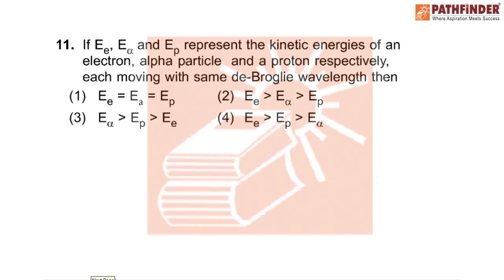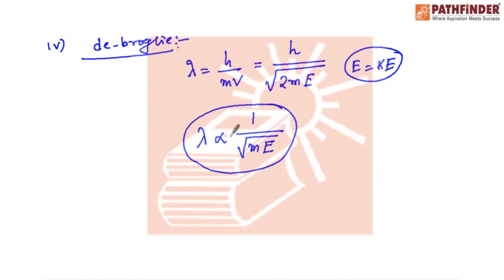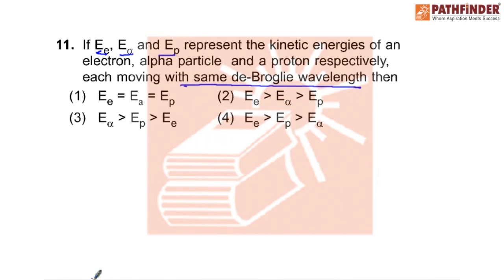So see, what are they asking? E_e, E_alpha, E_p represent the kinetic energy of an electron, an alpha particle and a proton respectively. They all are moving with the same de Broglie wavelength. Then they are asking to relate E_e, E_alpha and E_p. First of all, we have just seen lambda is proportional to 1 by root mE. The lambda of all these is the same, as they have stated. So from here we can say that E is inversely proportional to m, since lambda is the same for all these particles.